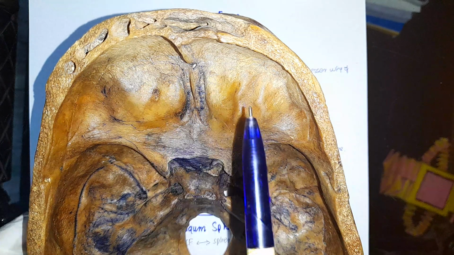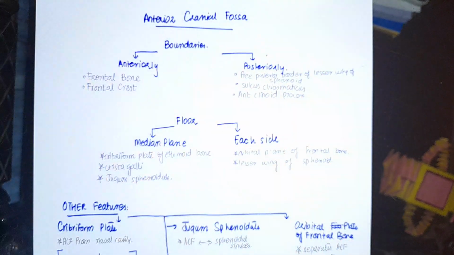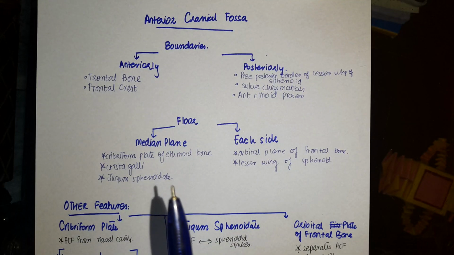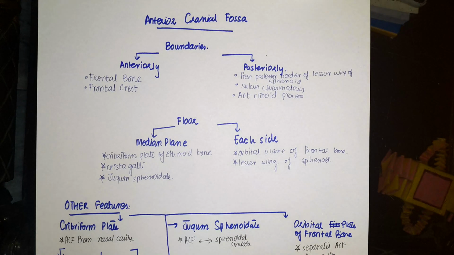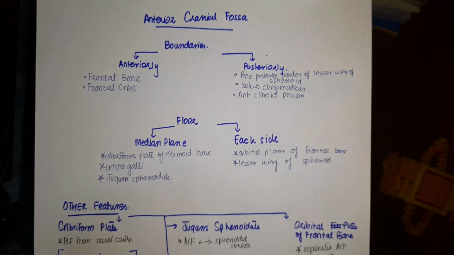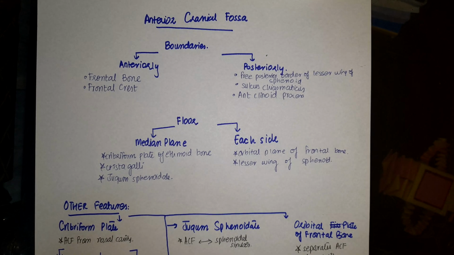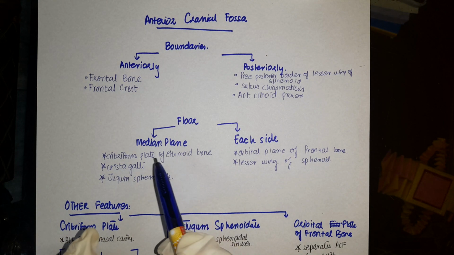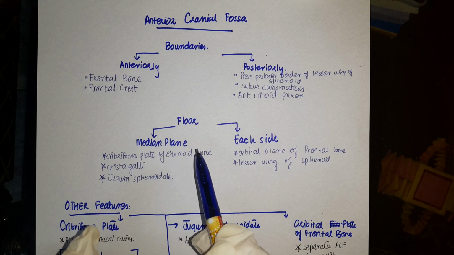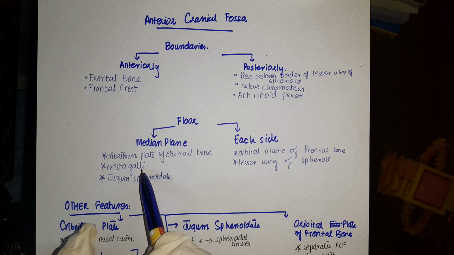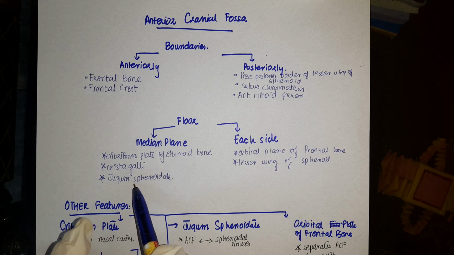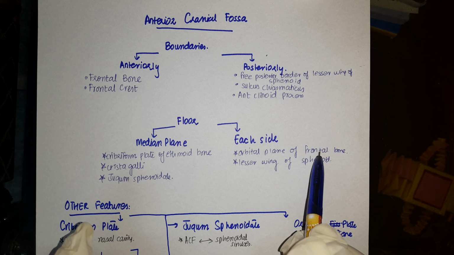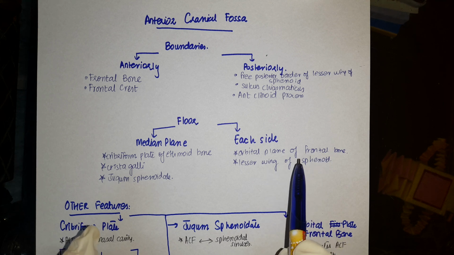Now we will study the floor. For the floor, we have the median plane, in which we will have the cribriform plate of ethmoid bone, the crista galli and jugum sphenoidale. On each side, we will have the orbital plate of the frontal bone and the lesser wing of sphenoid. Let me show you.